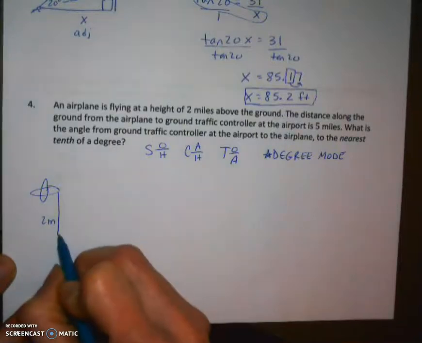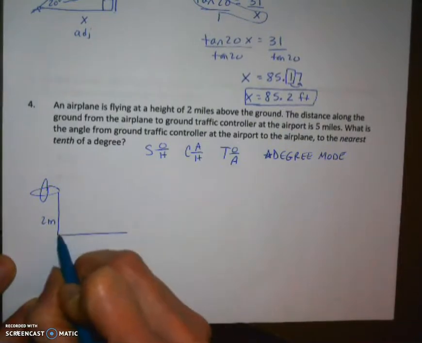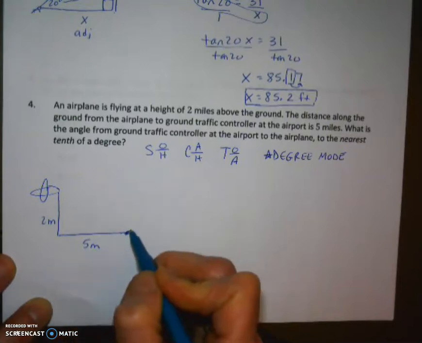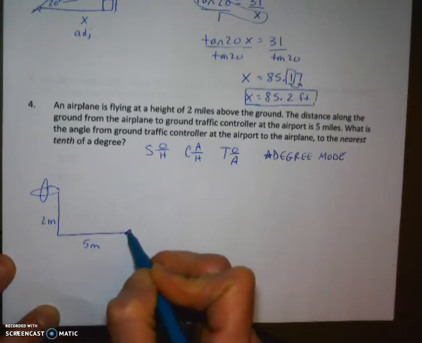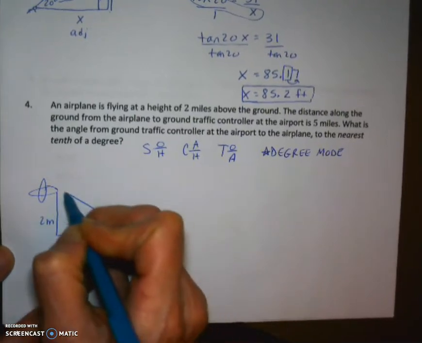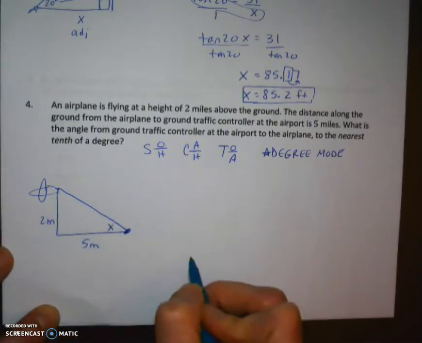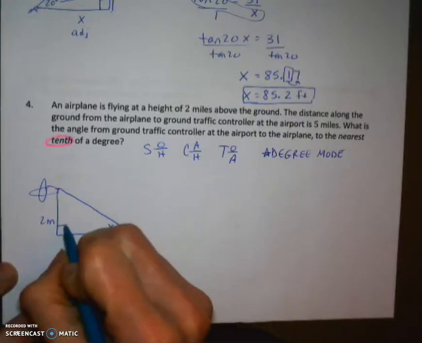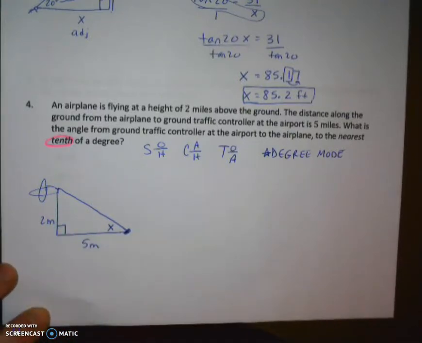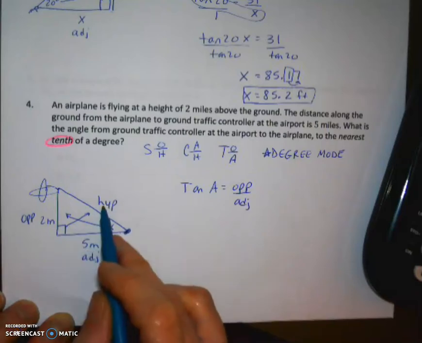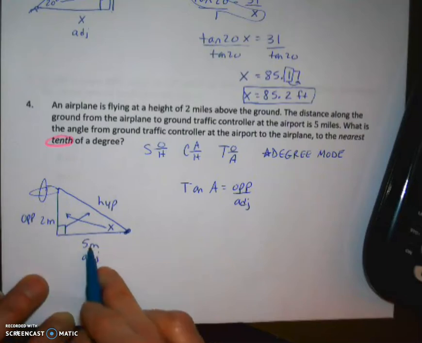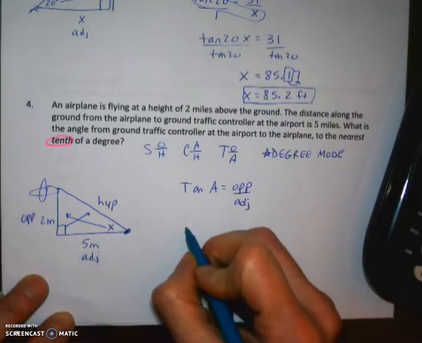The distance along the ground from the airplane to the traffic controller is 5 miles. What is the angle from the ground controller at the airport to the airplane? So they're asking you to find this angle here, and they want you to round to the nearest tenth. So pause the video, label your triangle, and come back and let's see if you picked the right trig function. So hopefully you've labeled the hypotenuse, which we know nothing about, so it can't be sine or cosine, and the opposite side is 2, the adjacent side is 5. So we're going to plug into our tangent formula.